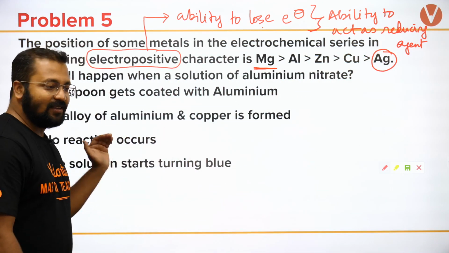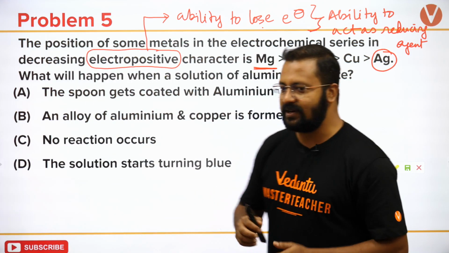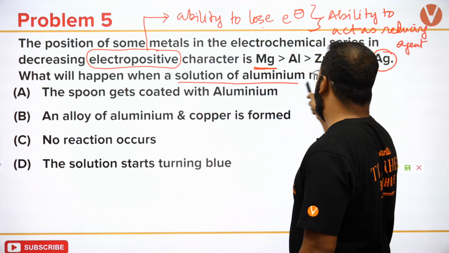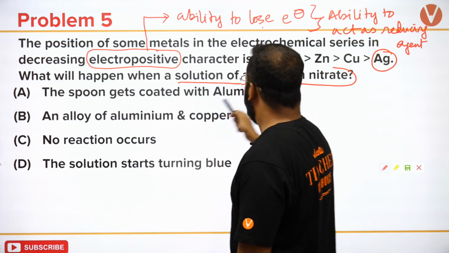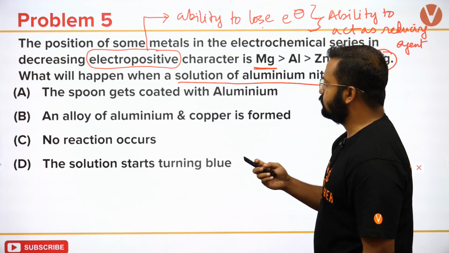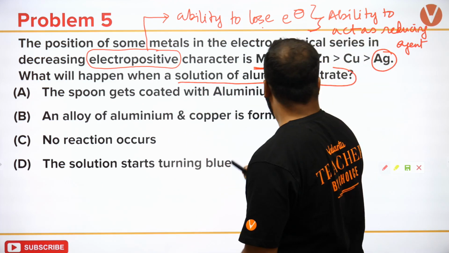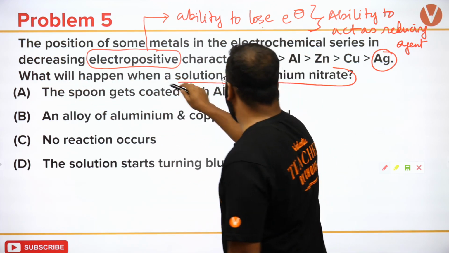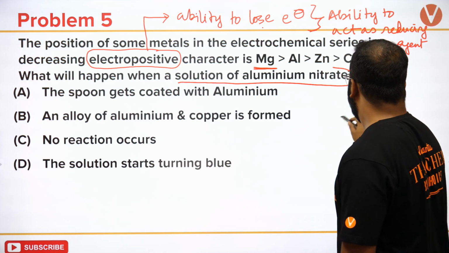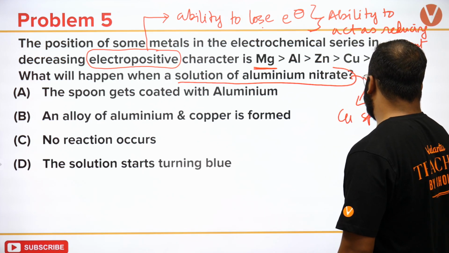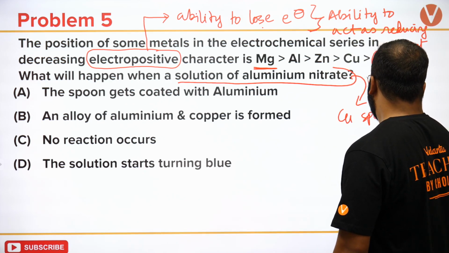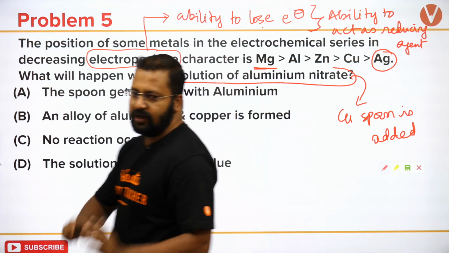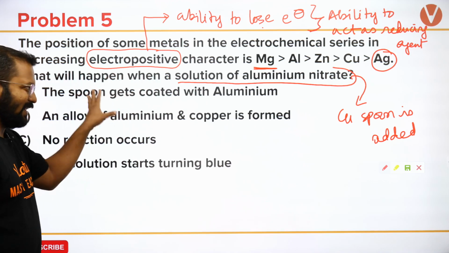Now let's read the statements. What will happen when in a solution of aluminum nitrate a copper spoon is added? Okay, the question is partly unfinished, so it is incomplete.